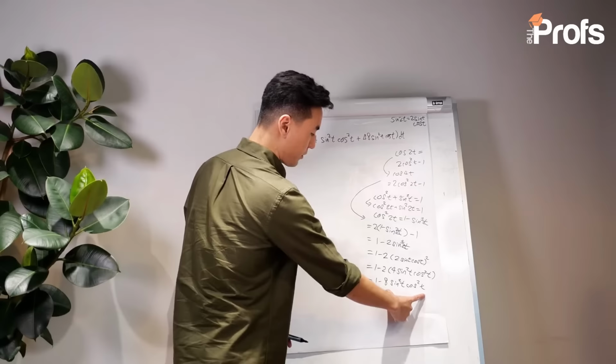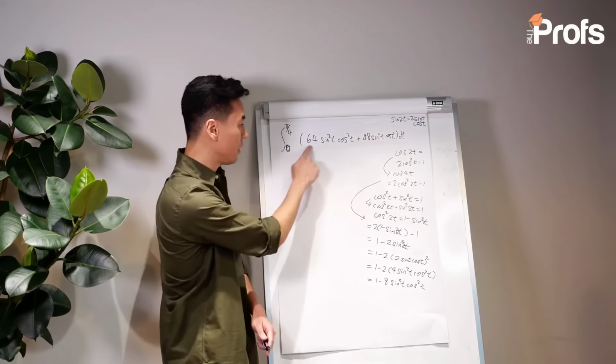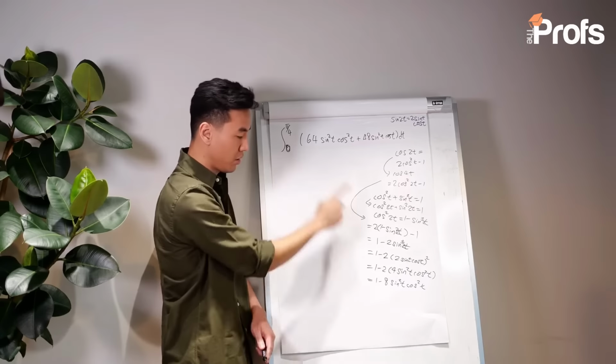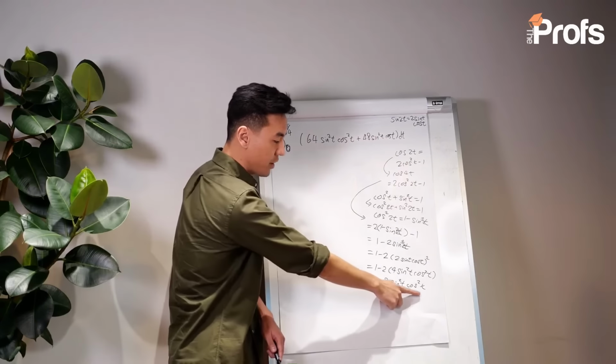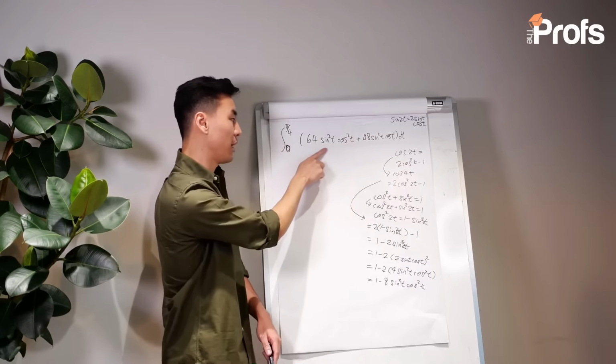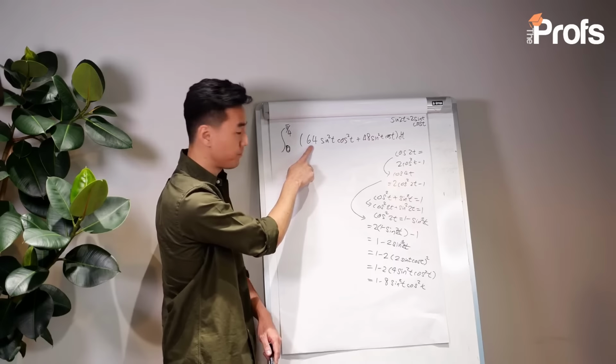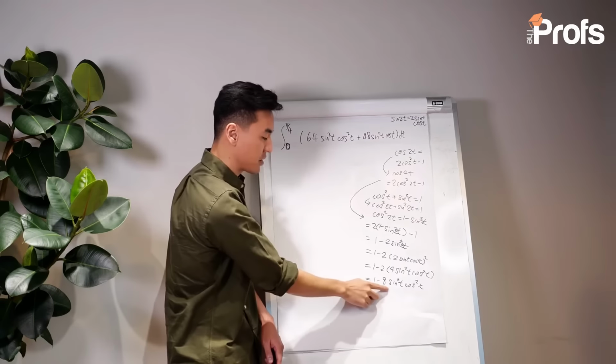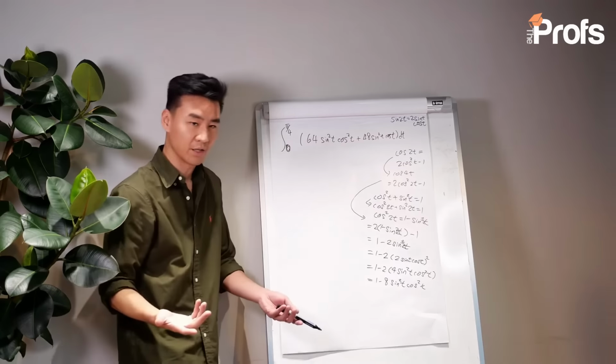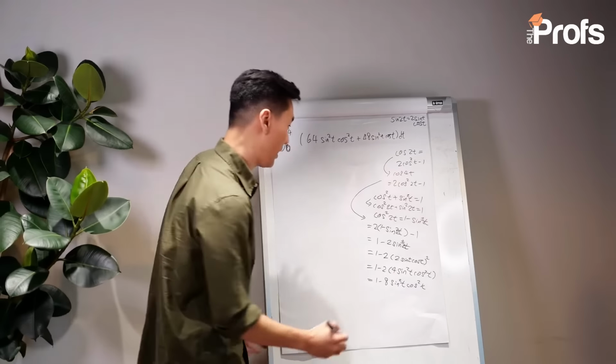Look at this and look at this. Now we're getting very close. We have the sine squared t cos squared t. We also have the sine squared t cos squared t. The only difference is the coefficient in front. This is the 64 and this is the 8. So how can I turn 8 into 64? Just times everything by 8.